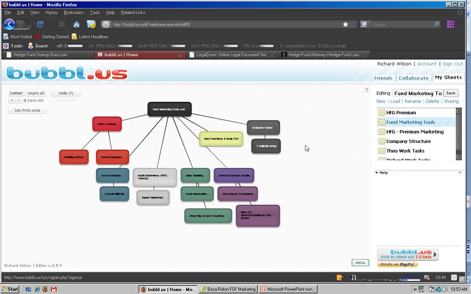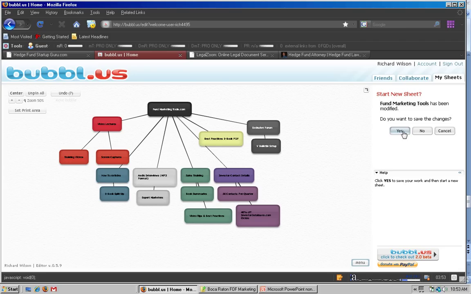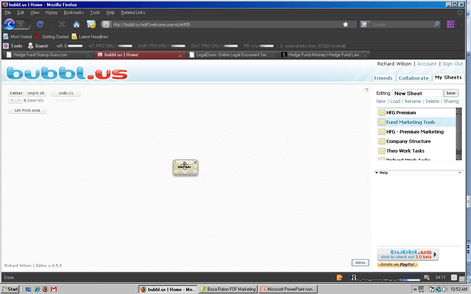If you want to create one of these for yourself, it is free to use. The website is bubbl.us, and I can show you real quick here. Once you log in and create your own account, you choose start a new sheet, and after you start a new one, it's very simple. You start with one central idea and then you just grow it from there, and you can expand and describe your whole business here very quickly.